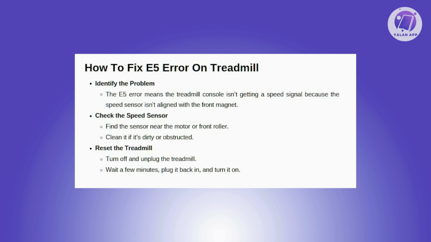Now, in this case, you need to inspect the speed sensor here. First, locate the sensor. Find the speed sensor near the motor or front roller. Now, ensure the sensor is free from dust or debris that could obstruct it.